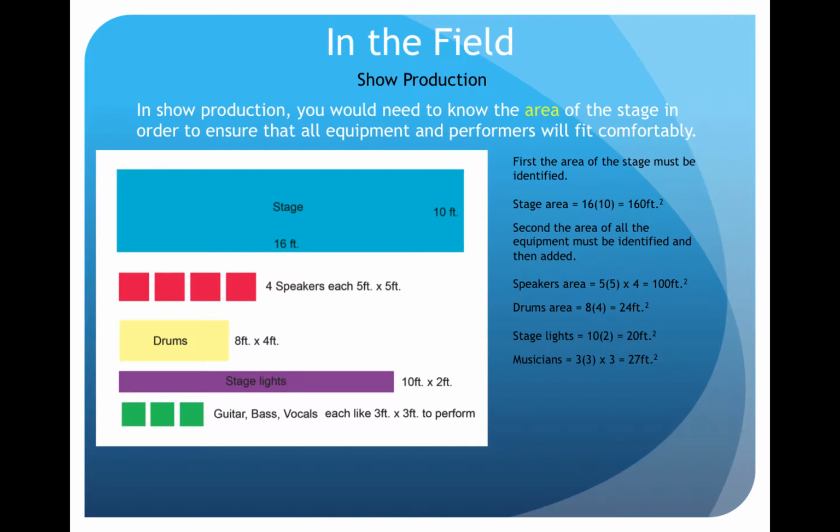And then the musicians all felt comfortable performing in a 3 by 3 feet square, so we multiply 3 by 3, and since there are 3 musicians, not including the drummer, which has already been accounted for, we take our formula length times width, 3 by 3, which would equal 9, and multiply it by 3 for each musician, getting a grand total of 27 feet squared. We would then add all those together to get a grand total of 171 feet squared.